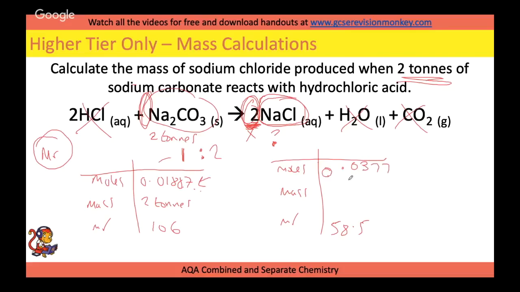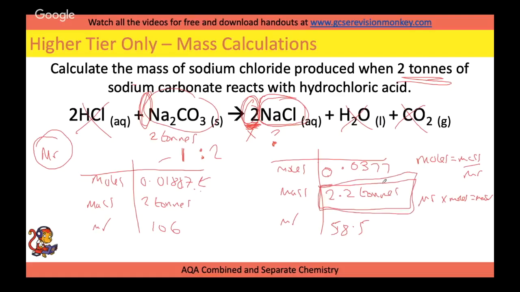0.0377 moles. And then we rearrange our formula, moles equals mass over MR. If we rearrange that to MR times moles equals mass, we know to multiply these two together to get our answer of 2.2 tons. Now you could have done it in grams and then converted it back into tons.